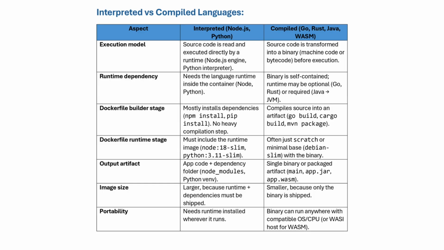Now let's understand what interpreted versus compiled languages are. In interpreted languages like Node.js or Python, for our application to be run in your runtime environment, it needs to be understood by the system. So in Python and Node.js applications, for the system to understand your application so it runs it, it must understand the language of your application.